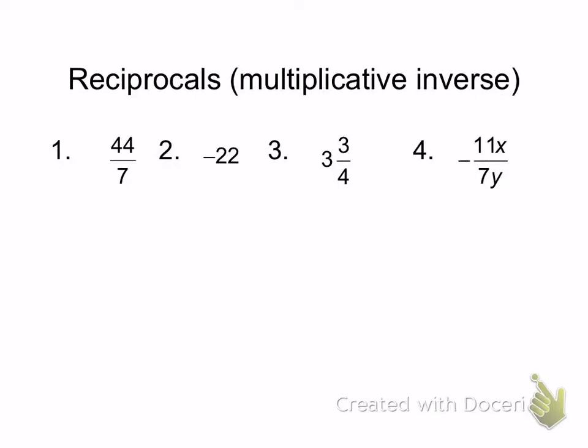Jasmine? 4 over 15, because I have to convert it to an improper. It's 15 over 4, and then I reciprocate it. Okay. The reciprocal, Vivian? Negative 7y over 11x. Questions? Moving on.